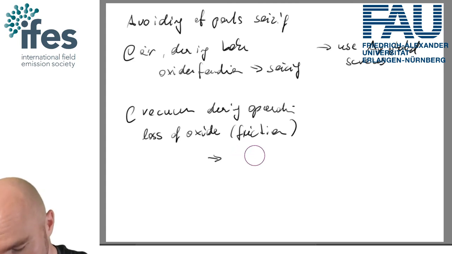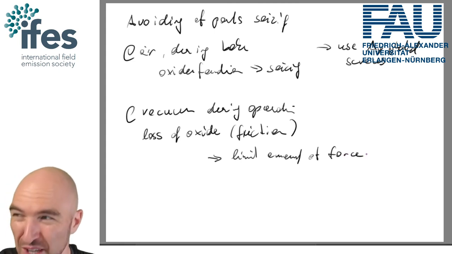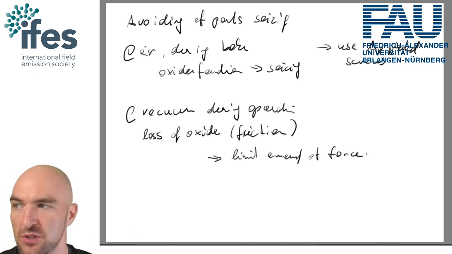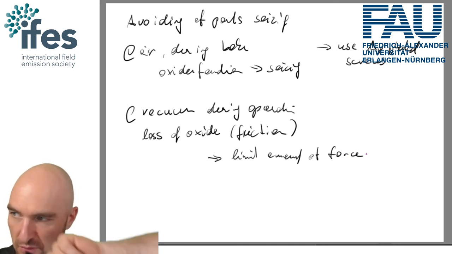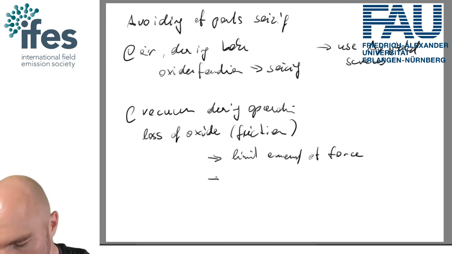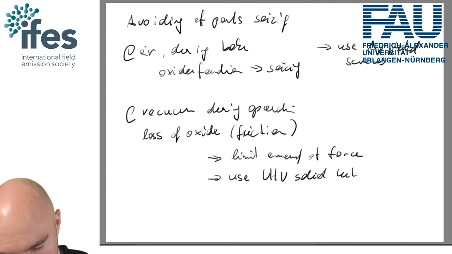And so we need to either limit the amount of force. That's why threads are not usually a good idea in ultra high vacuum. So screwing something in an ultra high vacuum is always a bit of a problem, because if you tighten things up, you apply a lot of pressure. Or use UHV solid lubricants. So they're always solid lubricants.